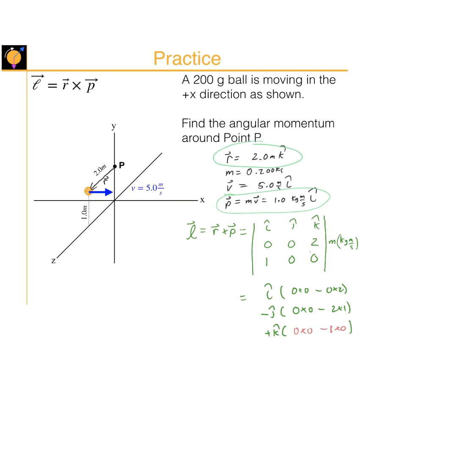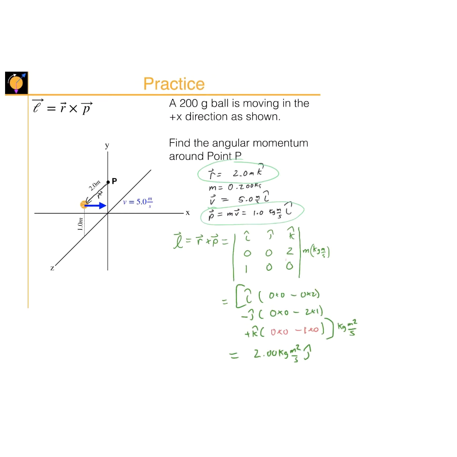And all this is in units of kilograms meters squared per second. And what do we end up with? The only non-zero one is we have a minus minus 2, so it's 2.00 kilograms meters squared per second in the j hat direction. So there it is. That's how you calculate the angular momentum for that little ball moving along the x-axis around point P.